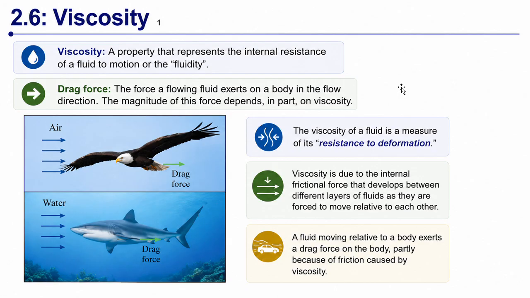Viscosity is also related to drag force. Drag force is a force which is exerted by the flowing fluid on a body. For example, air flowing over a bird creates drag. The water flowing over the shark also creates drag. And the same is done by the air against the aircraft.